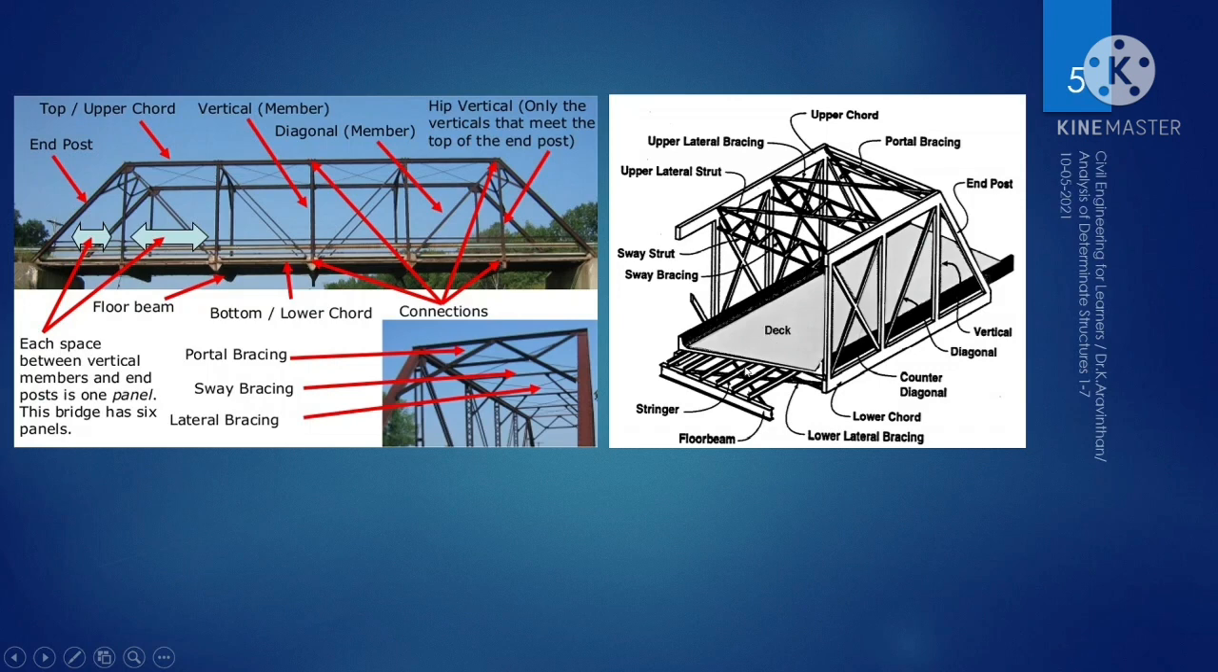After the deck, the load is transferred to stringers. These are all called stringer beams. You can see at a particular spacing, these beams run throughout the span. The load from the deck is transferred to the stringers, and from the stringers the floor beam is placed, and these loads are transferred to the floor beam. You can see the floor beams are connected with the vertical members of the truss. So what happens? The load from the deck transfers to the stringer, and it transfers to the floor beam.